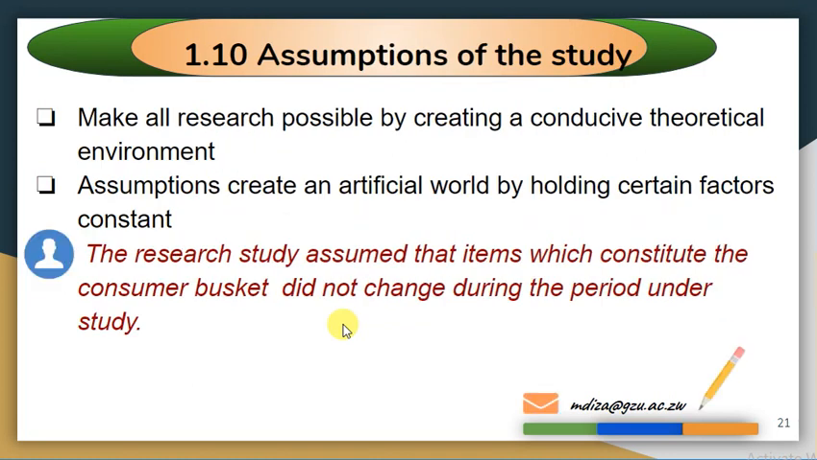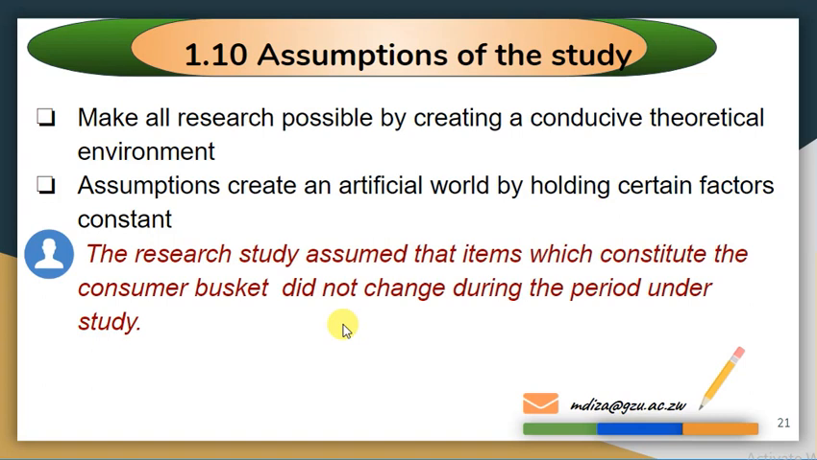Assumptions of the study make all research possible by creating a conducive theoretical environment. Assumptions create an artificial world by holding certain factors constant. There are certain factors that may affect our research. So, as a researcher, you are encouraged to state assumptions, or to state factors which you would want to hold constant. This is done by taking your research into an artificial world.